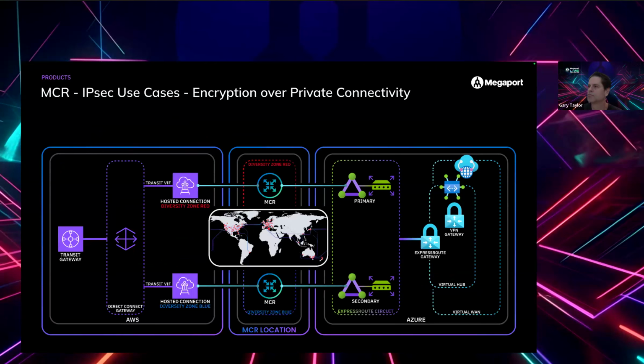Then moving on to another use case. In this case here, we have the same thing. We've deployed an MCR in a diverse zone, which we've labeled red and blue. We've connected via an ExpressRoute connection into Azure. And then we've done the same thing on the other side, which is in a blue zone. So that is full diversity, and that is consistent diversity end to end.